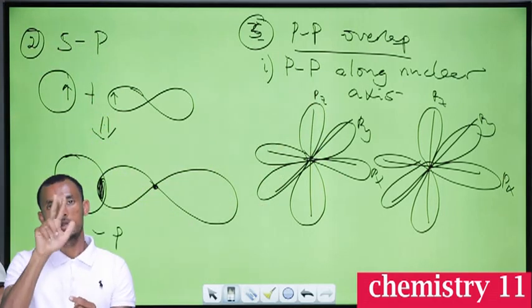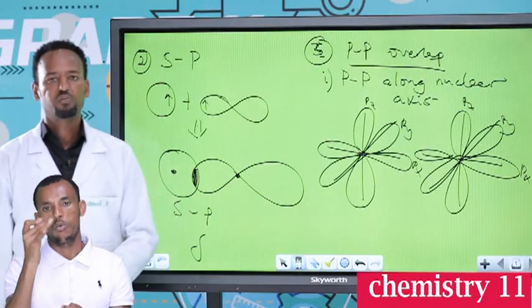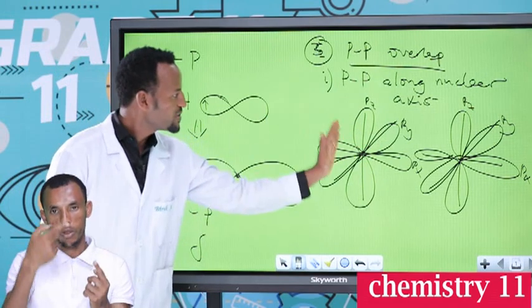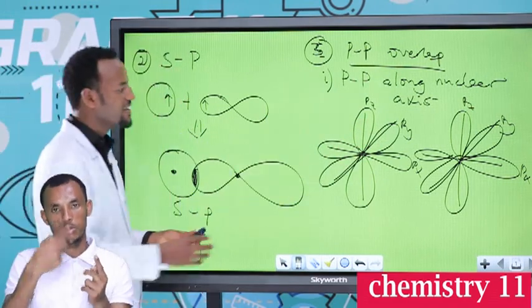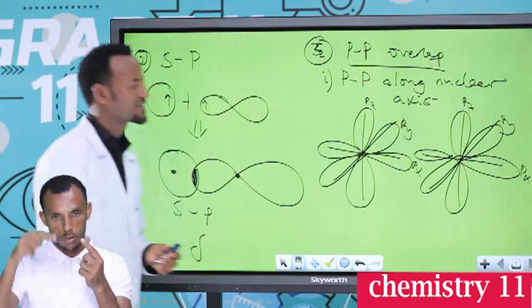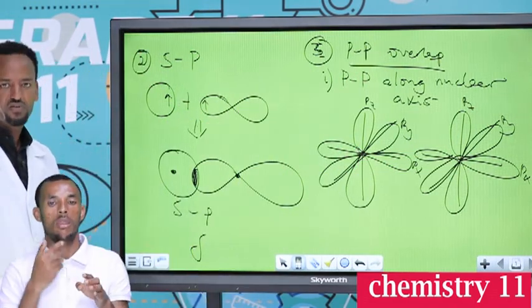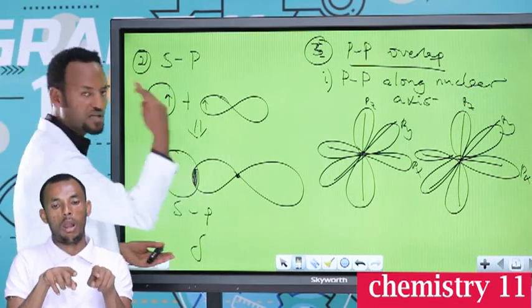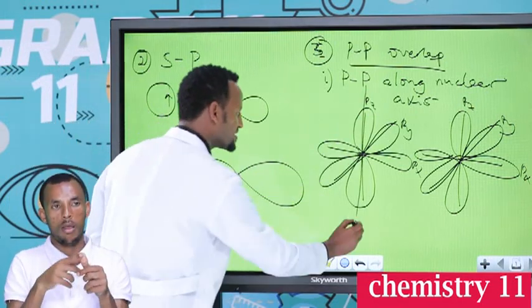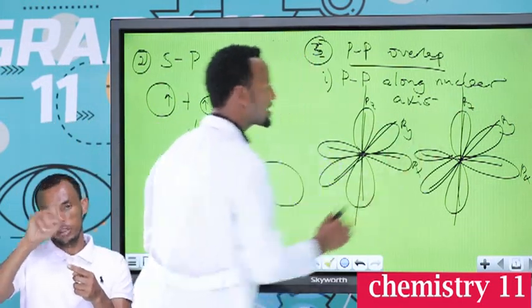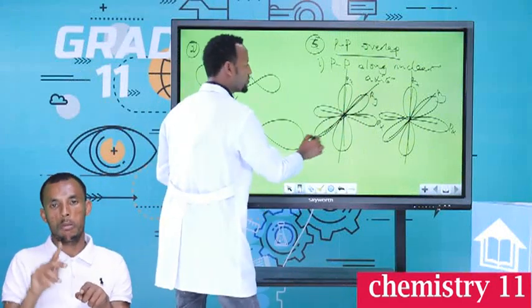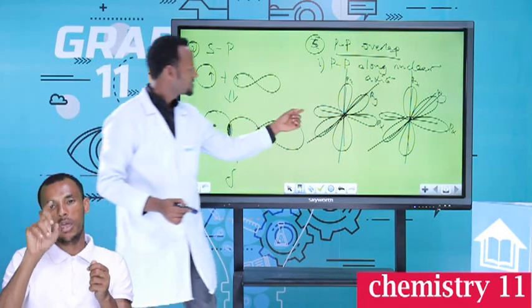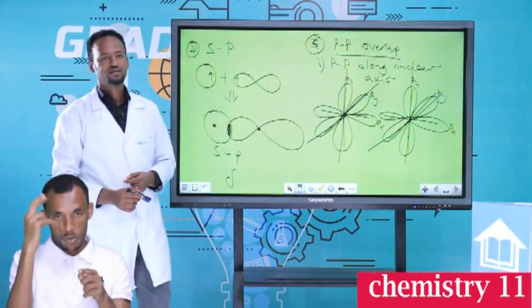From the 3 types of P orbitals, 3 types of overlap can be formed. 1, Px with Px. 2, Py with Py. 3, Pz with Pz. In this case, Px with Px, what types of overlap can be formed? From the 3 types of orbital, which one is parallel? By the way, there are 2 parallel. Look, this Pz with this Pz, these 2 are parallel. Py with Py is again parallel, but Px with Px is not parallel because along nuclear axis.